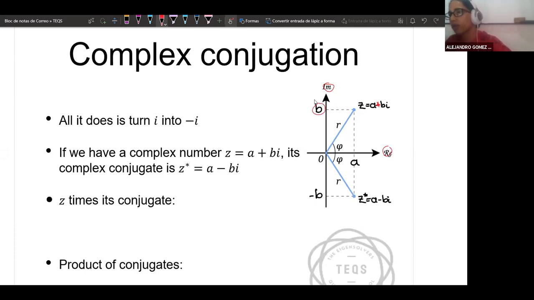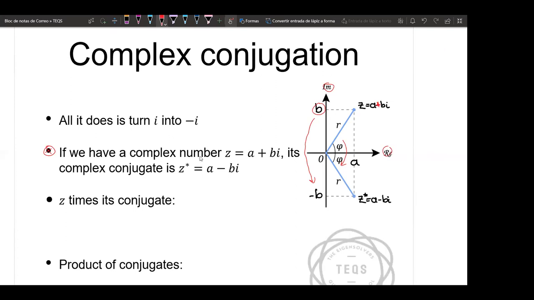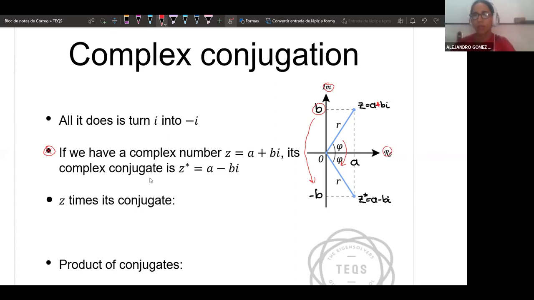And when we conjugate the number, we have to flip the imaginary part. So we're going to turn b into minus b, because we're changing the imaginary sign. So we get the complex conjugate, which we denote by z star, given by a, the real part untouched, and the imaginary part flipped, as I told you. So it can be seen as a rotation of the complex number. It can be summarized in this item: if we have a complex number z equals a plus bi, its complex conjugate is going to be z conjugate equals a minus bi.